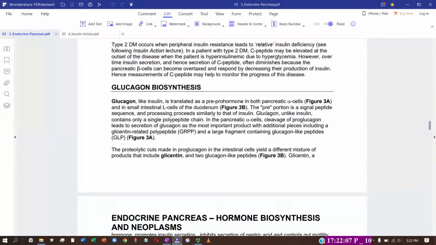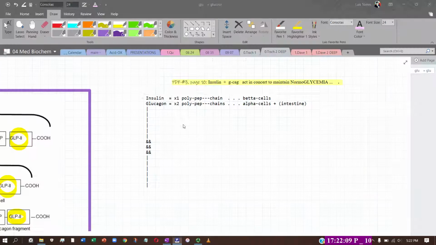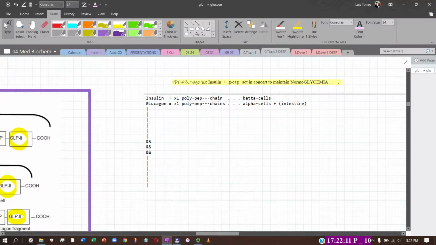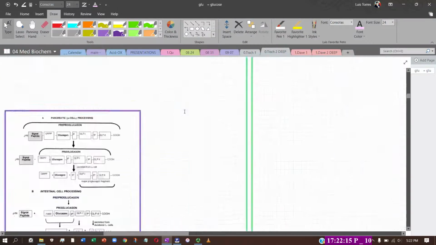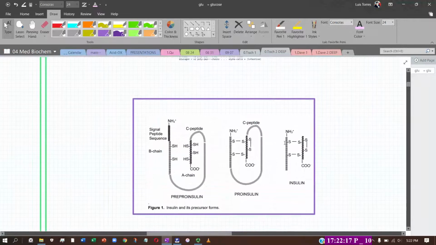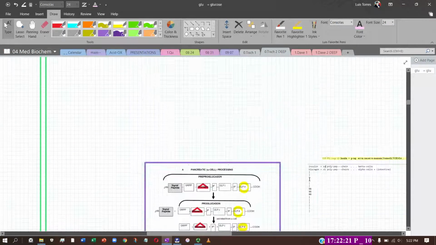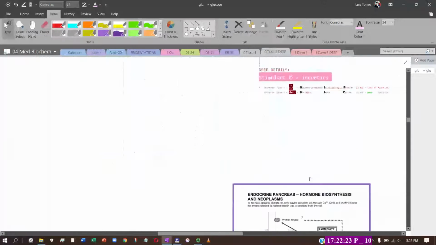Okay, so glucagon is a single polypeptide chain. So glucagon, yeah, I have this backwards. Insulin has two polypeptide chains, as noted here in this image. There you go, and there are the two peptide chains, 1 and 2. Good, that's a good correction.